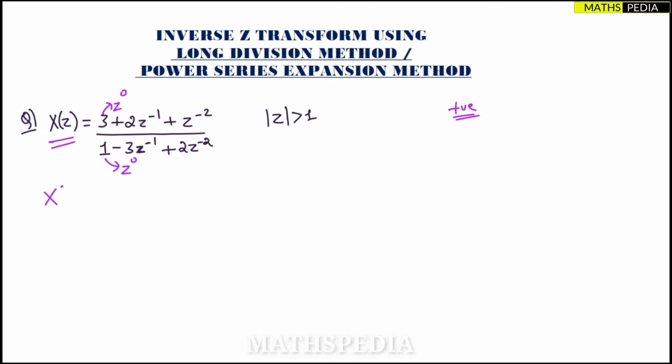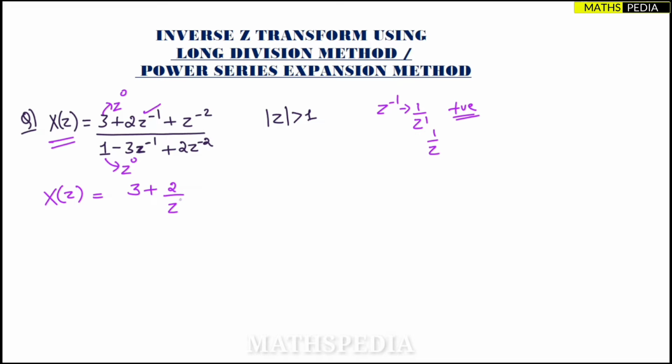So x of z is equal to, I will convert this into positive powers. You can directly convert if you have practice. I'll just go step by step. So I can write it as 3. Okay, z power 0 anyways, if you want you can write, otherwise leave. Okay, plus 2 z power minus 1. What is the meaning of z power minus 1? I can write it as 1 by z power 1 or 1 by z. Z power 1 is z only. Okay, so 2 by z, 2 is there, that's why.